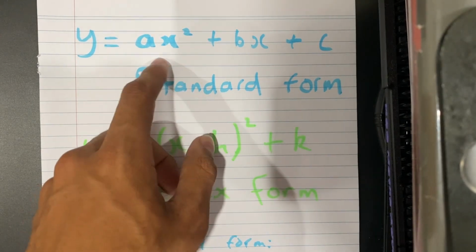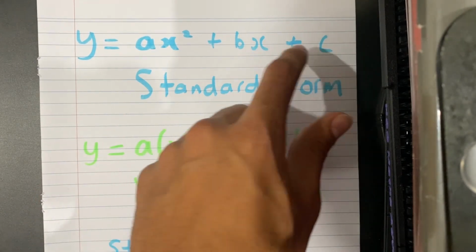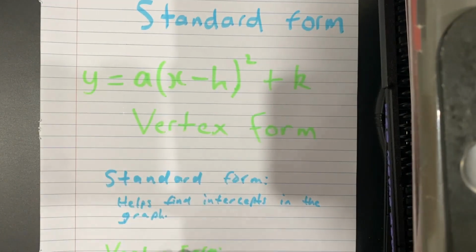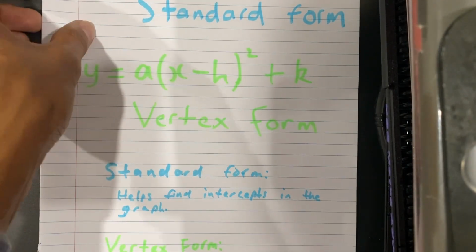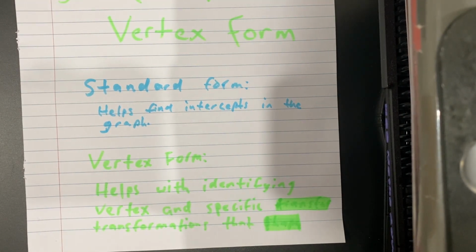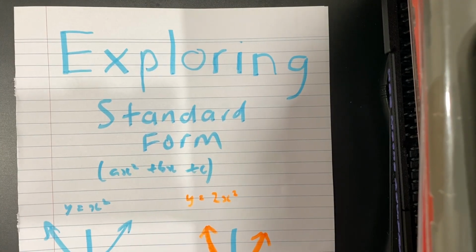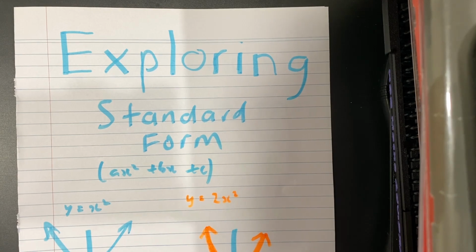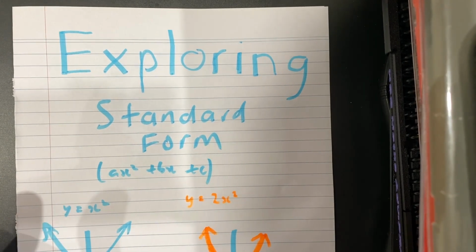The standard form here, shown as ax squared plus bx plus c, helps us find the intercepts of the graph. On the other hand, the vertex form helps with identifying the vertex and the specific transformations that shape and position the parabola. Let's start by looking at how the A affects the parabola shape and direction.